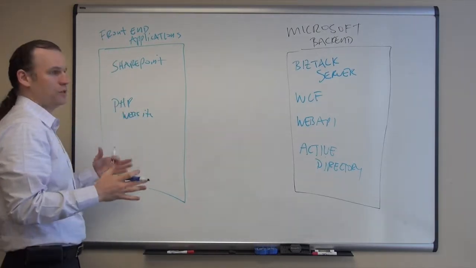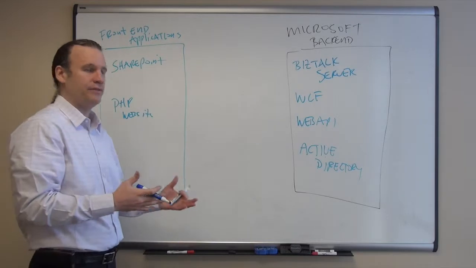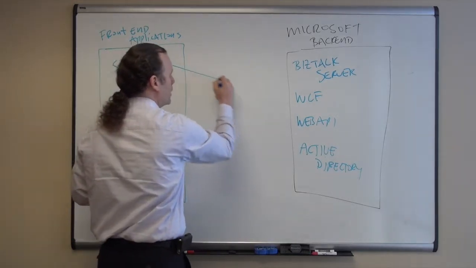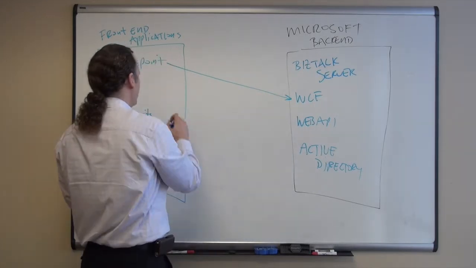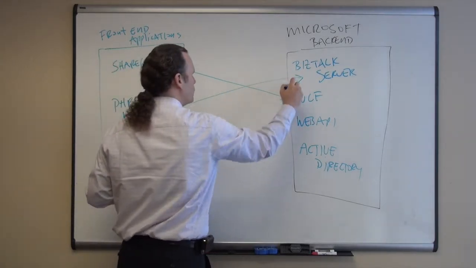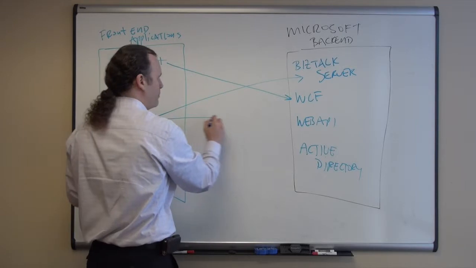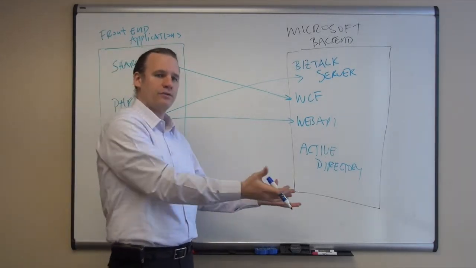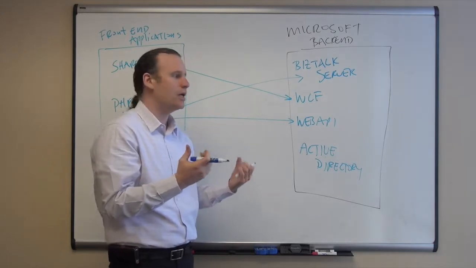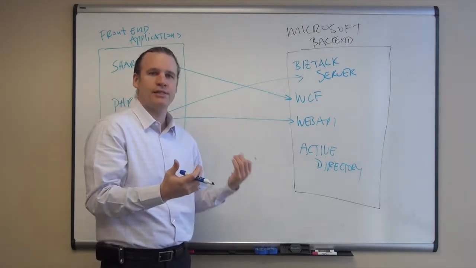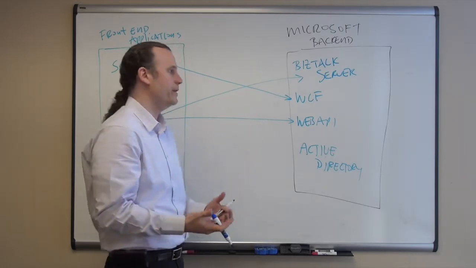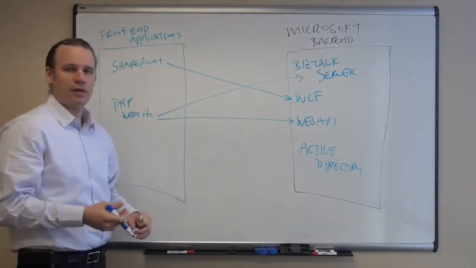And finally, what I want to do is simply draw a couple of lines showing service indications between the front end and the back end. So why don't we say that we have SharePoint going to, let's say, WCF. We have PHP going to BizTalk Server, and let's say we also have PHP going to Web API. All of these calls are there to pull out important enterprise data, to perform important transactions like to purchase product or to look up customer information or whatever it may be. And essentially we have our service indication.